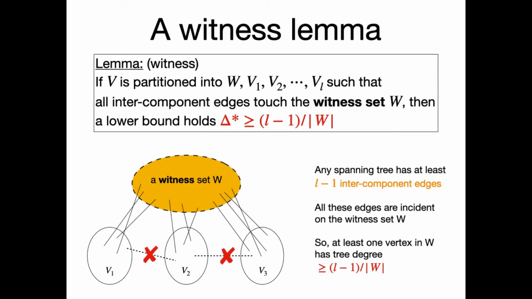The proof is the following. Consider any spanning tree. Then it must have at least L minus 1 inter-component edges, since it spans all subsets V1, V2 through VL. Now, since all these edges are incident on the witness set W, by the pigeonhole principle, at least one vertex in W has tree degree at least (L minus 1) over |W|.